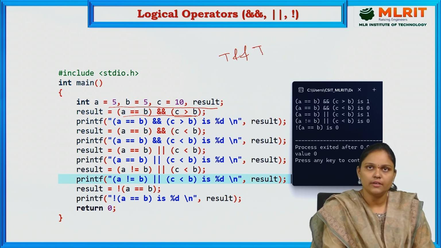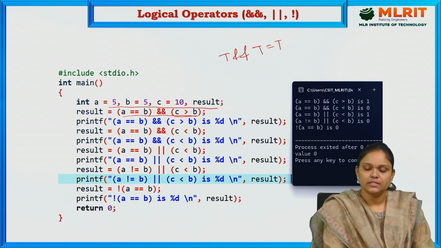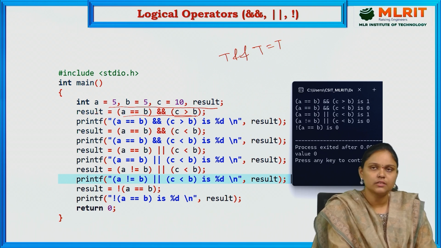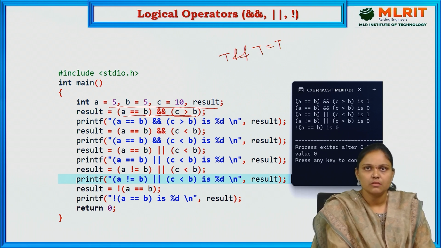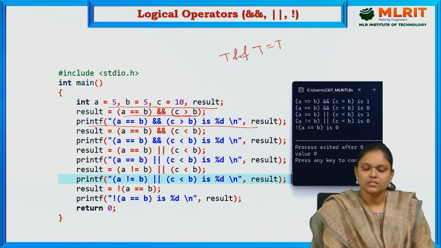So true and true, so the result will be true. That is the result. The value that will be stored here in this result variable is true, which means 1. By using this printf statement, we are printing the result of this. The result will be 1 because we got the condition as true.